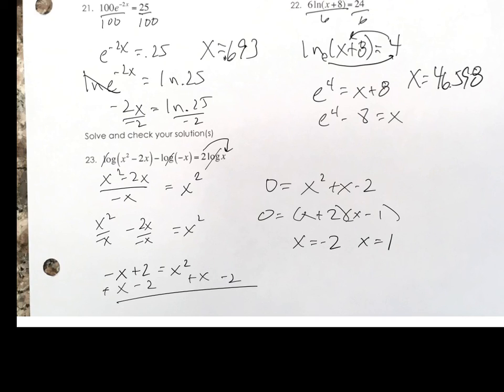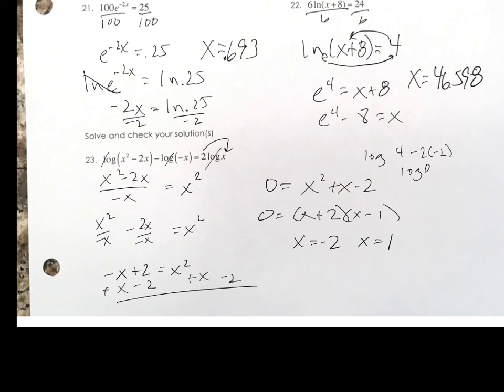Now be careful with this. A lot of times the negative answer doesn't work. Just make sure you check it. So when we go to check the negative 2, I'm going to have the log of negative 2 squared. So that's 4 minus 2 times a minus 2. I'm going to have the log of 0. If you're not sure if you can take the log of 0, put it in your calculator. Does it tell you error?